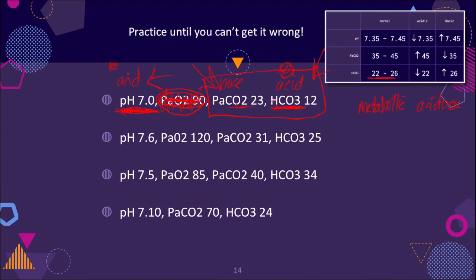Now let's find out. We've used this. Let's look at the one that's left over and decide if the body has compensated or not. We look at the CO2. It's 23. What is the norm? The norm is 35 to 45. So it is low, it is basic, so it has tried to compensate. Okay, so it's at least partially compensated or fully compensated.